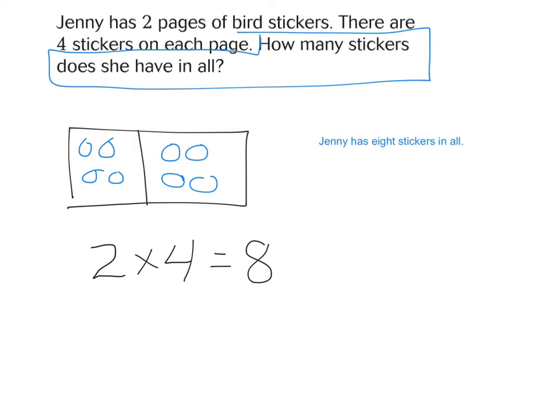Now let's suppose that Jenny uses 1 page of the stickers. So in other words, these stickers are gone. She uses all of these. How would the multiplication equation change? Well, now think. Now there's only one group of 4. So that means there's only 1 page with 4 stickers in that page. And the total amount would be just that 4.